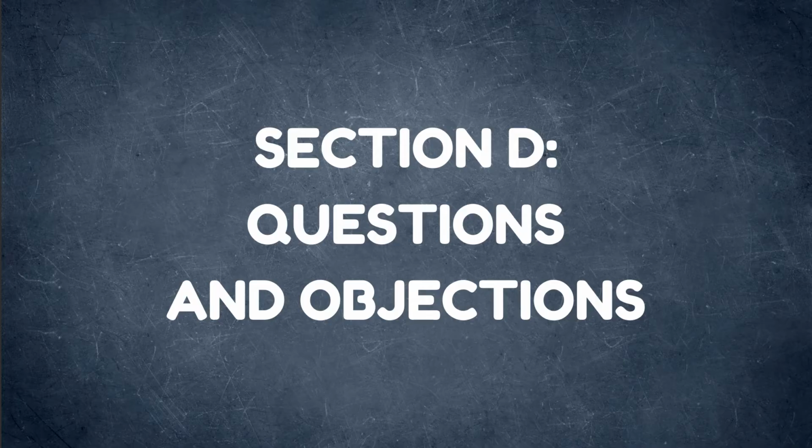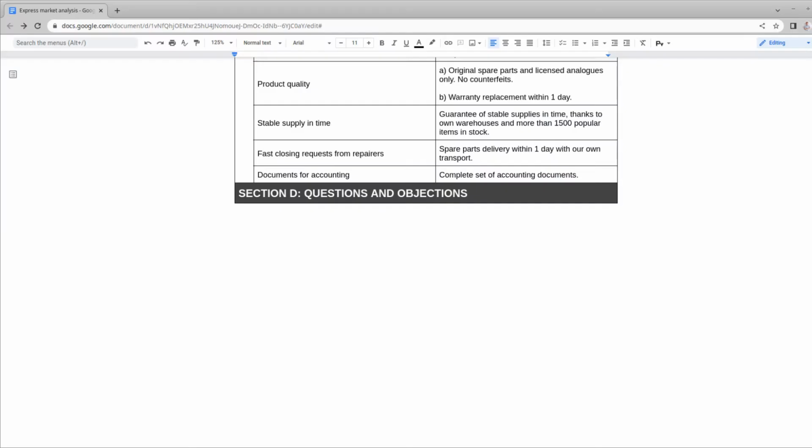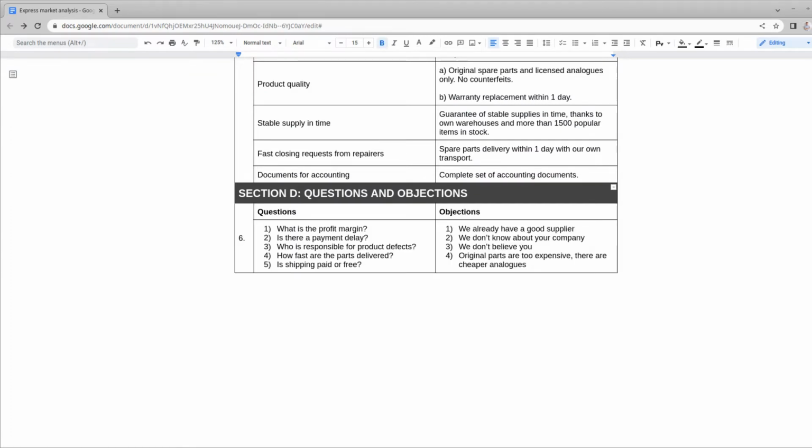Section D. Questions and objections. In this section, we also use 2 columns. In the first column, we write relevant questions that potential buyers ask or may ask. We have to answer them in the text later. In the second column, we write possible objections of the audience. These objections should be handled in the copy as well.